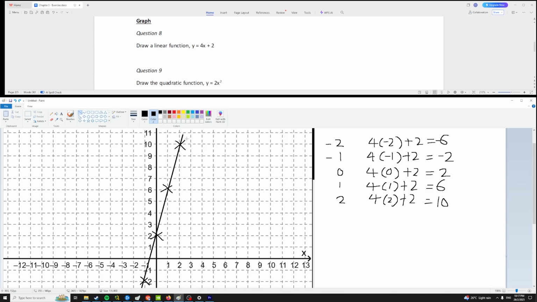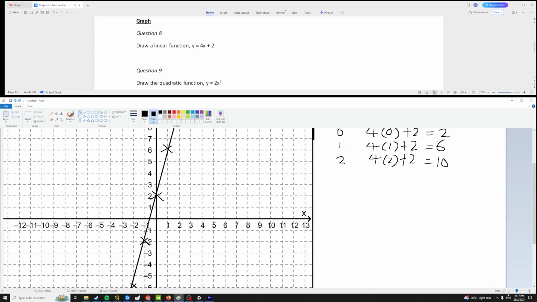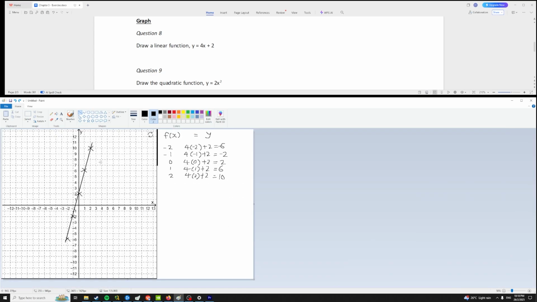Now I know the answer is a bit different. The answer that I've given you is actually a very nice line, so it depends on how the grid is presented to you. But generally speaking, it should look something like this, depending on the grid. So that's how you answer question number 8.